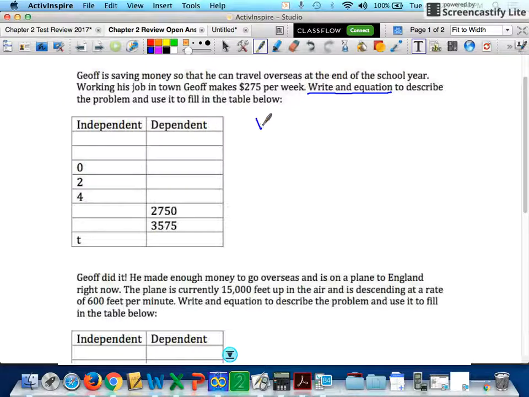Well, I know this is going to be a linear function because they are all linear functions as of now. That's our chapter, and it's y equals mx plus b. So I know that m stands for slope, or rate of change. That's important, rate of change.